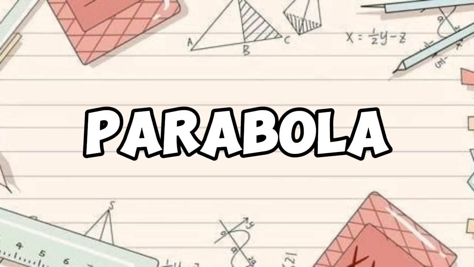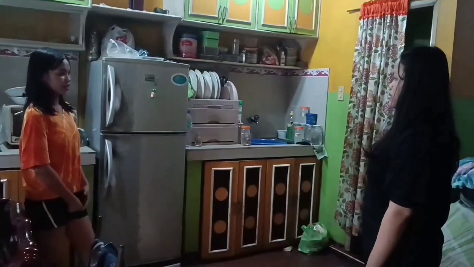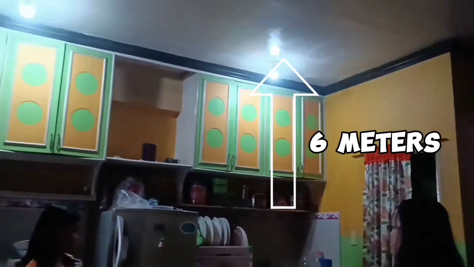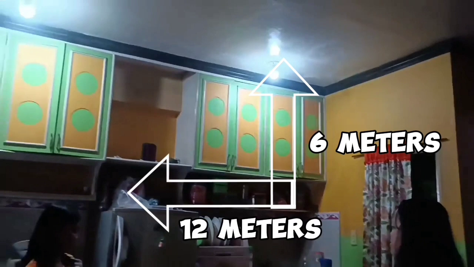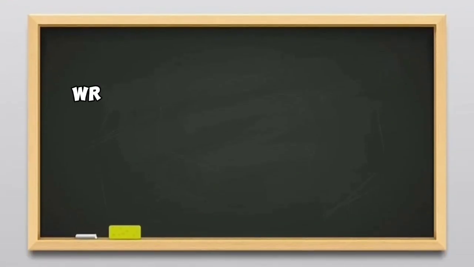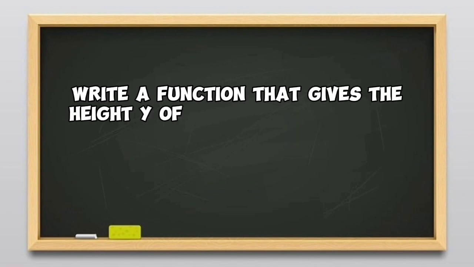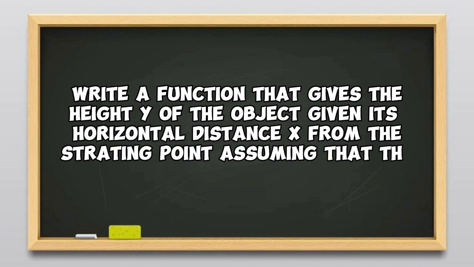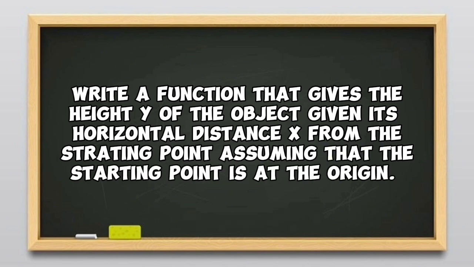Number 2. Parabola. An object is thrown upward from the ground. Its trajectory is parabolic. Its maximum height is 6 meters and the horizontal distance it traveled is 12 meters before it reached the ground. Write a function that gives the height y of the object given its horizontal distance x from the starting point, assuming that the starting point is at the origin.